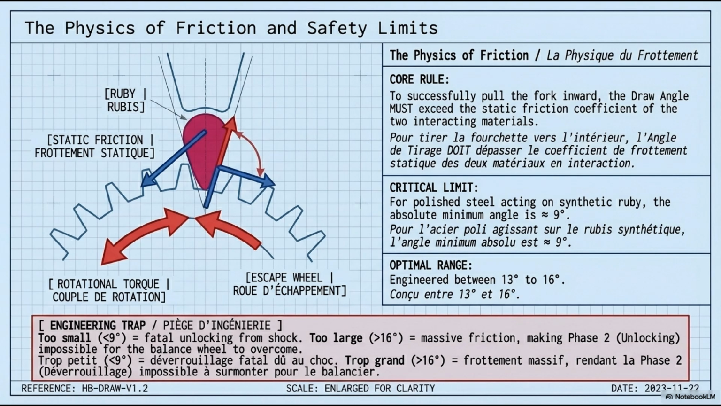The engineering trap at the bottom of this slide is the counterintuitive upper limit. Too large a draw angle above 16 degrees doesn't make the fork safer. It makes unlocking impossible. Here's why: a larger draw angle means a steeper inclination of the locking face. During unlocking, the balance must push the fork through the arc that slides the tooth off the locking face. A steeper inclination produces higher friction during this sliding motion. At some angle, the friction force becomes so large that the hairspring's restoring torque cannot overcome it.